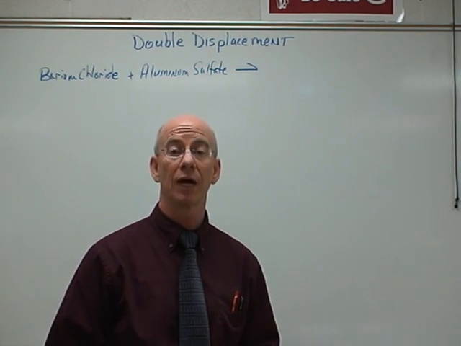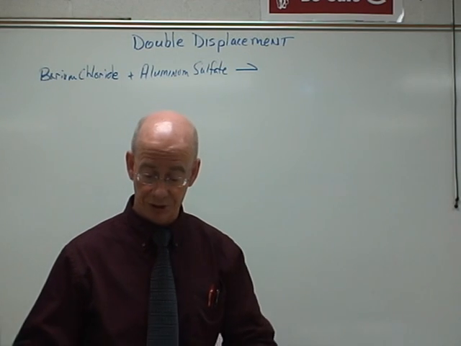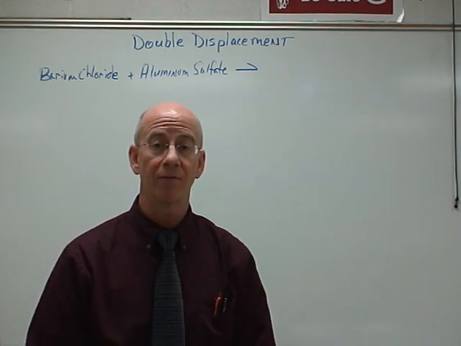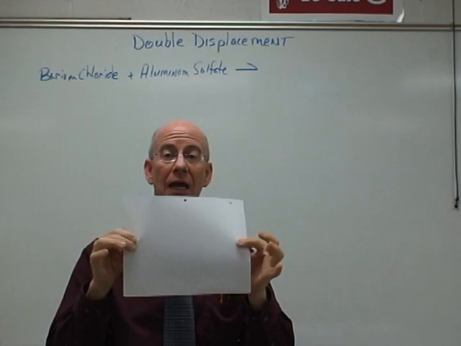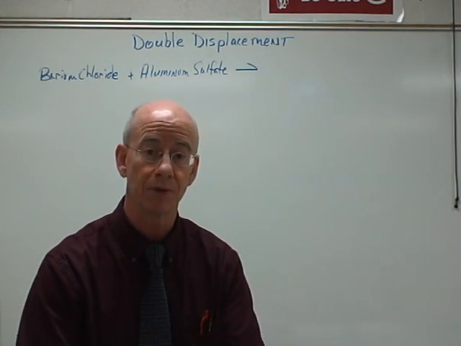The fourth type of chemical reaction is called a double displacement reaction. So we want to take a look at that. We'll just dive into it. If you have a piece of paper like this, blank, get that out because I'm going to show you how to do this very easily and understand every concept that we're doing.